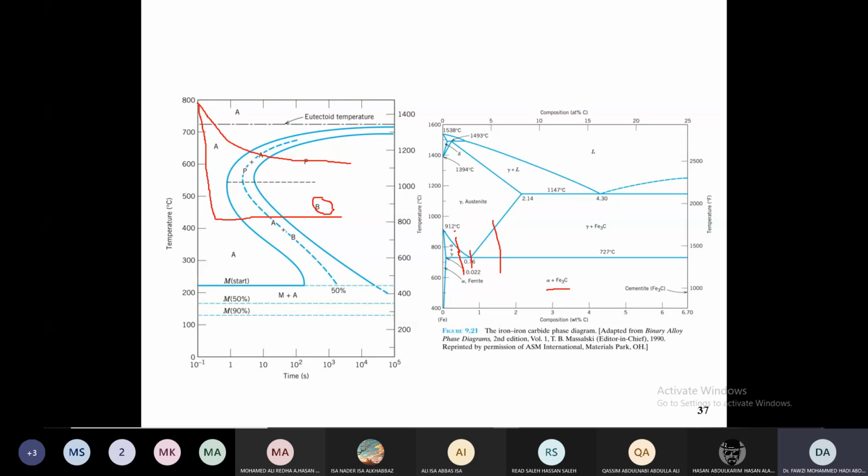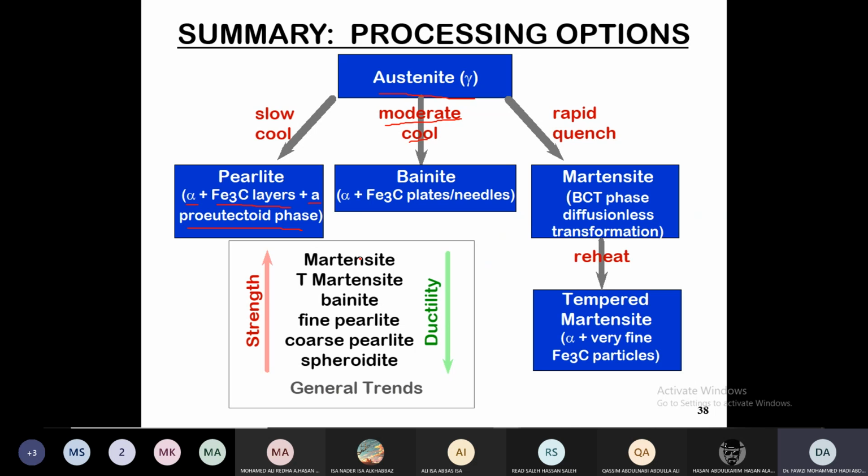So with moderate cooling, you cannot refer to the phase diagram because this beta is a metastable phase. It's not available here, as you could see. It's available only there, because the phase diagram is for equilibrium conditions. So you will produce the bainite, and the bainite consists of plates of the alpha phase ferrite and needles of the cementite phase. So plates and needles, that is the bainite phase that you will produce.